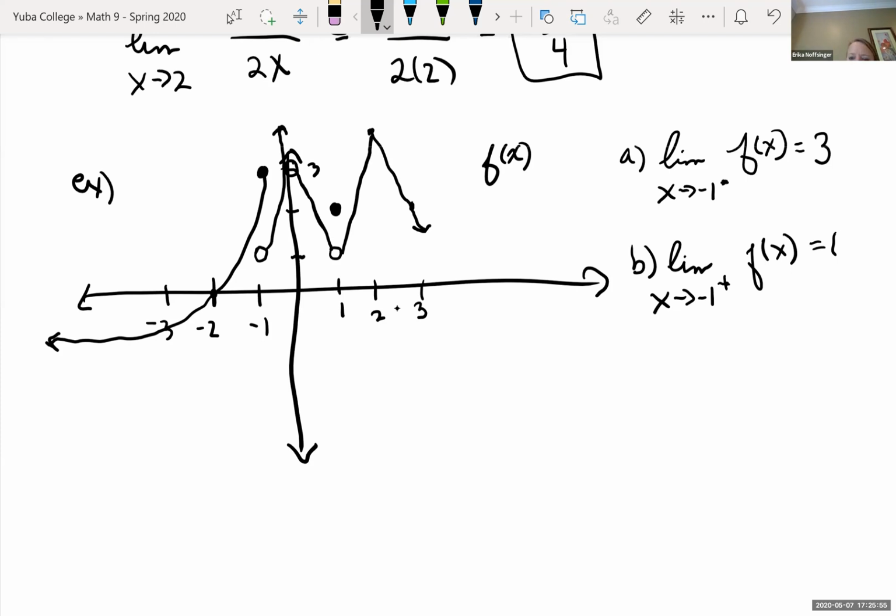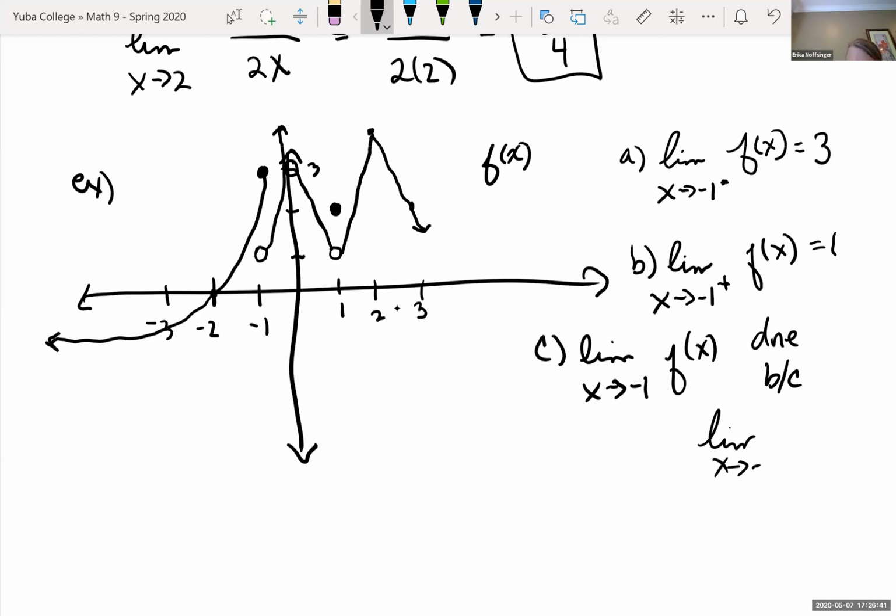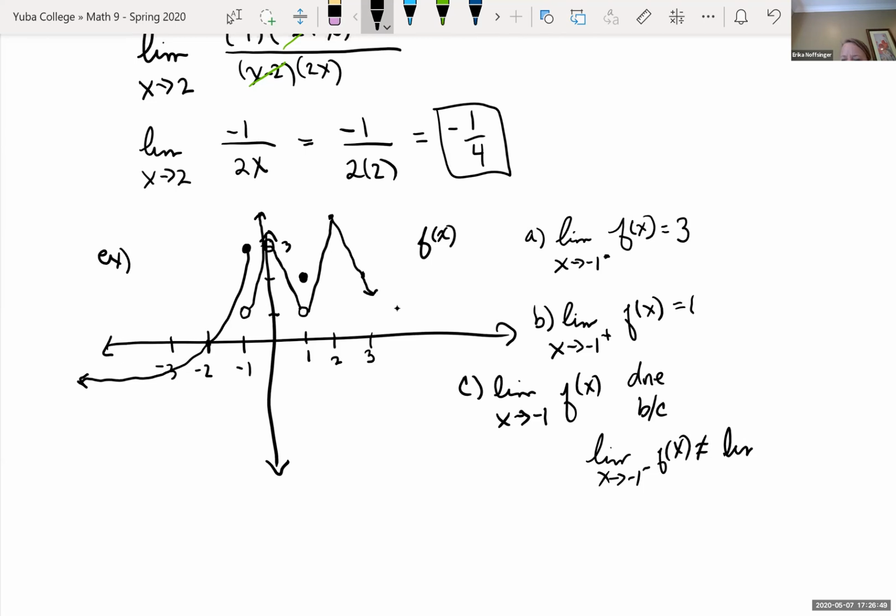So part C asks, well, what is then the limit as x approaches -1 of f of x? So if you don't have any superscript on the number of the x value that you're approaching, then you have to look at the left and the right of that value. And in order for that limit to exist, they have to approach the same value. And so we just saw that on the left, we were approaching the y value of 3, and on the right, we were approaching the y value of 1. And so we would say here that the limit does not exist, because the limit as x approaches -1 on the left of f of x does not equal the limit as x approaches -1 on the right of f of x.